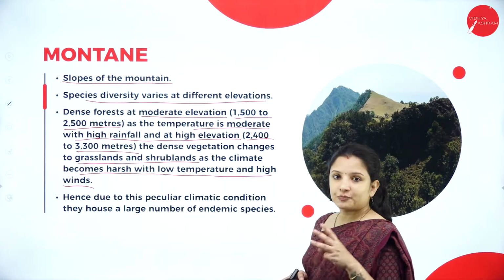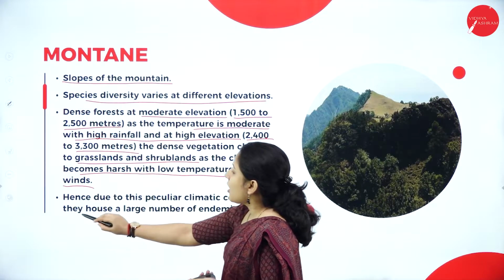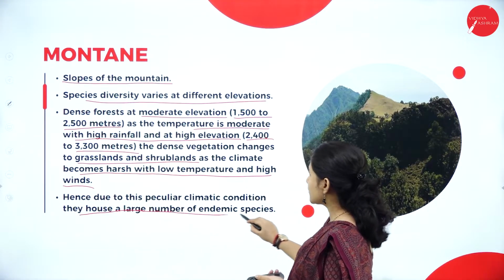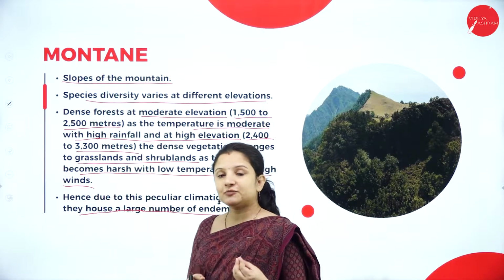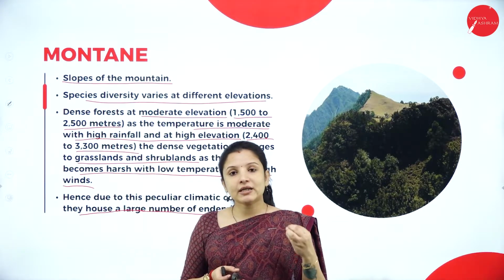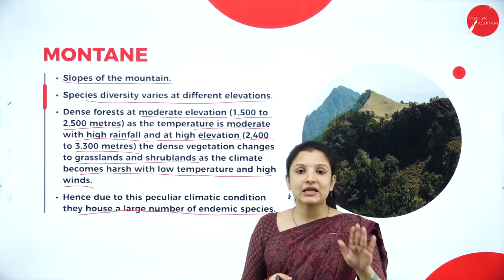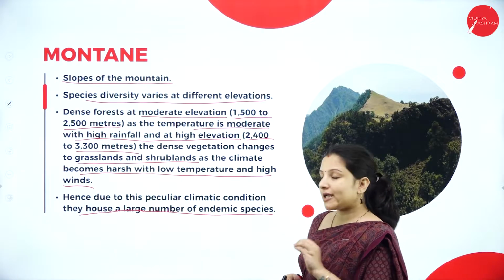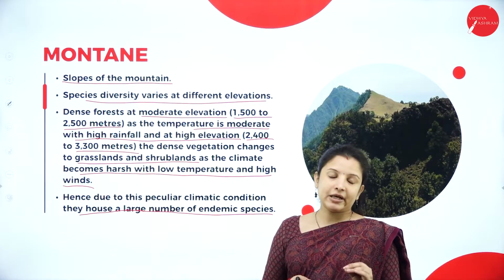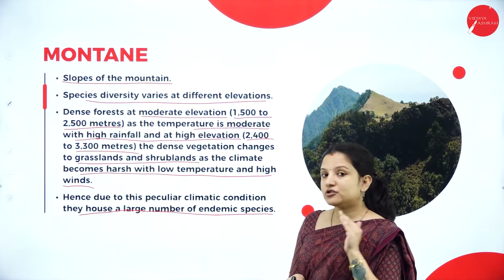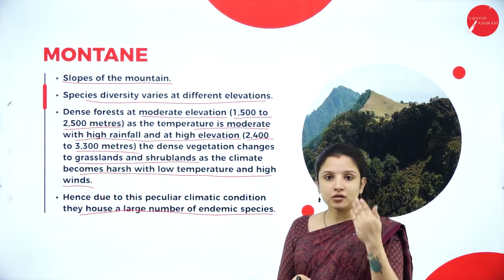And hence, due to this peculiar climatic shift with the elevations in the mountain, they are a home for a large number of endemic species. So what do we mean by endemic species? Endemic species are nothing but those which are found in a particular region, and apart from that region, they are not found anywhere else in the world. So such endemic species live in the mountain because of the diversity in the climate at different elevations of the mountain. So mountain is the next level of biodiversity after the lowland.